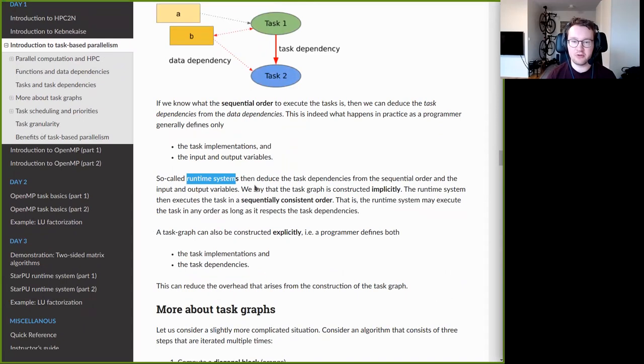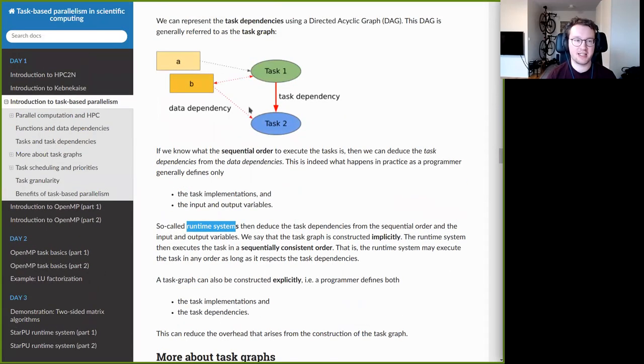And then this allows the runtime system to investigate the resulting task graph and execute all the involved tasks in a sequentially consistent order. Here this basically just means that the output of this execution order is going to be equivalent to the output of the program that would execute all tasks sequentially instead of in parallel.